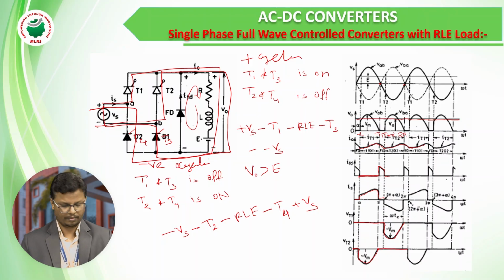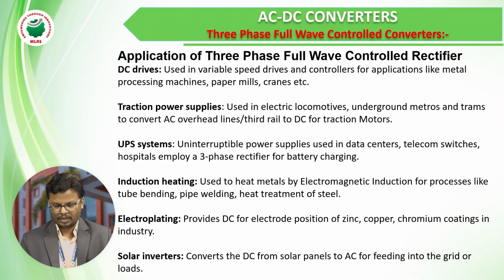The next topic is the 3-phase system. In this 3-phase system, first we will go through the applications. This power electronics subject is a practical subject, so in real time we are using these power electronic converters. The first one is DC drives. Wherever we have drive circuits, these power electronic circuits are used, especially 3-phase systems, in variable speed drives.